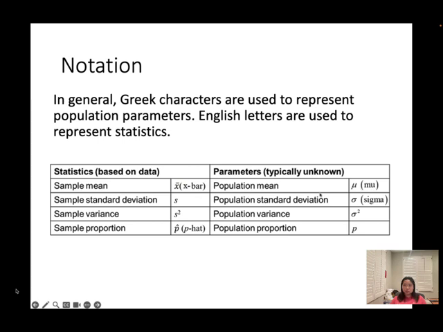This is the population mean, the population standard deviation, and the population variance, that will be sigma squared, okay? And this is a population proportion. We use the P as a population proportion. Make sure you guys remember all this notation. I will ask you guys in the midterm too.